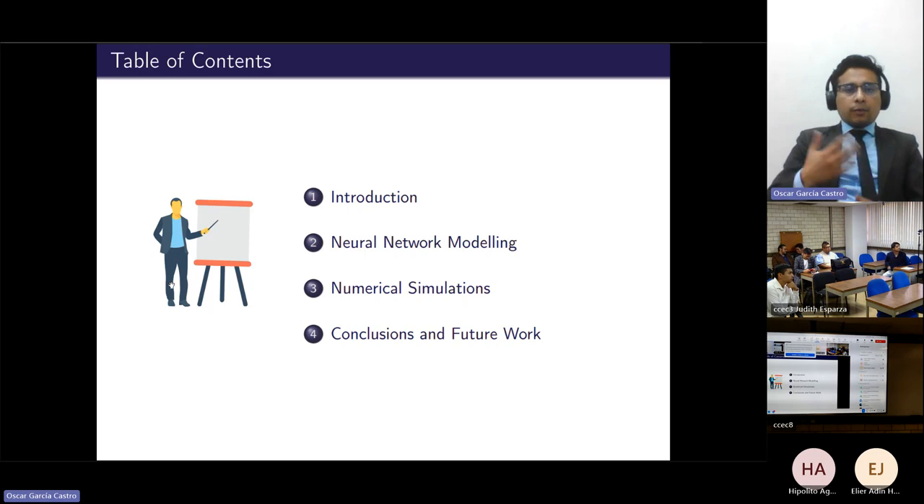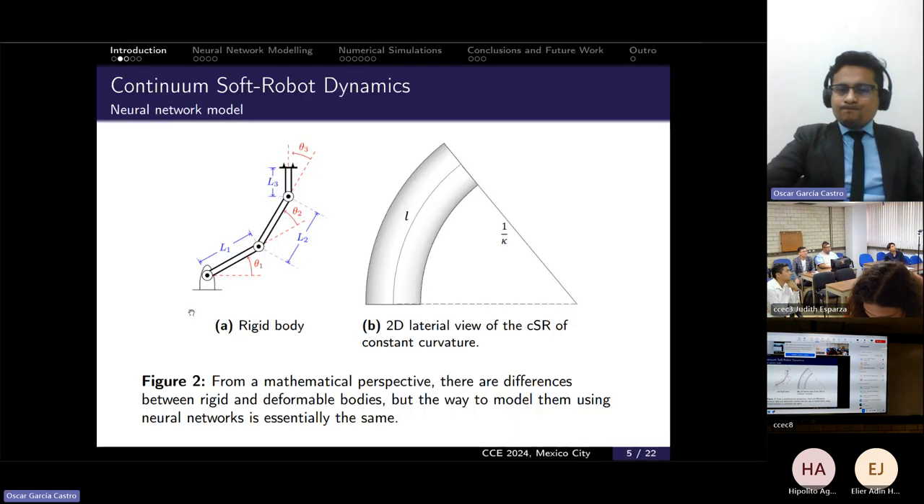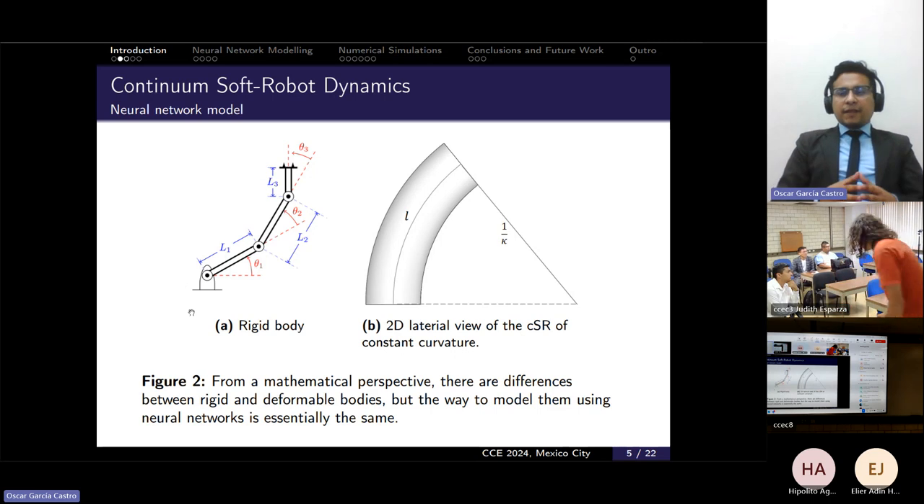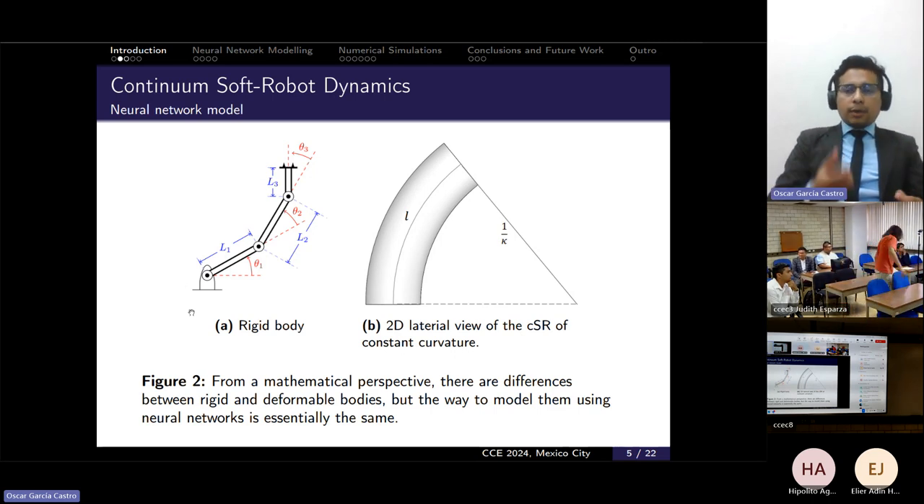I will briefly overview the formulation of the continuum soft robot and the identification process of these dynamics. Then I will share the results from numerical simulations and conclude with key takeaways and future directions. From a mathematical perspective, there are differences between rigid bodies and deformable bodies, but the way to model them using neural networks is essentially the same. Here is a two-dimensional diagram of the soft robot. It exhibits viscoelastic behavior, with pressure chambers adjusting the length and curvature, providing flexibility for many applications.